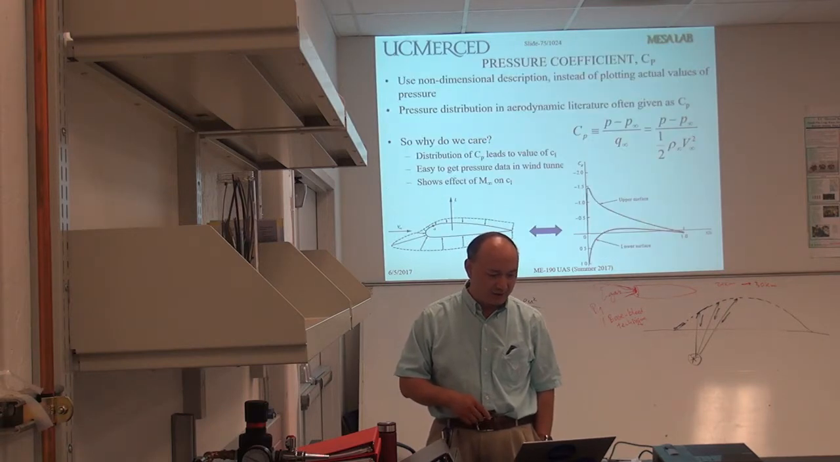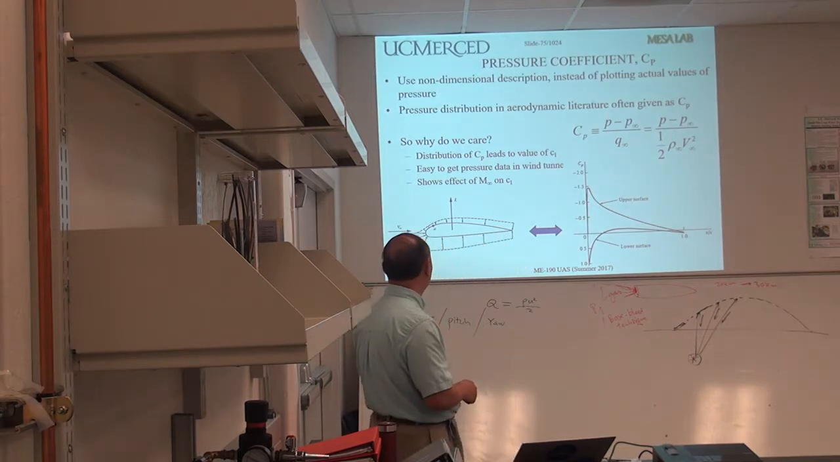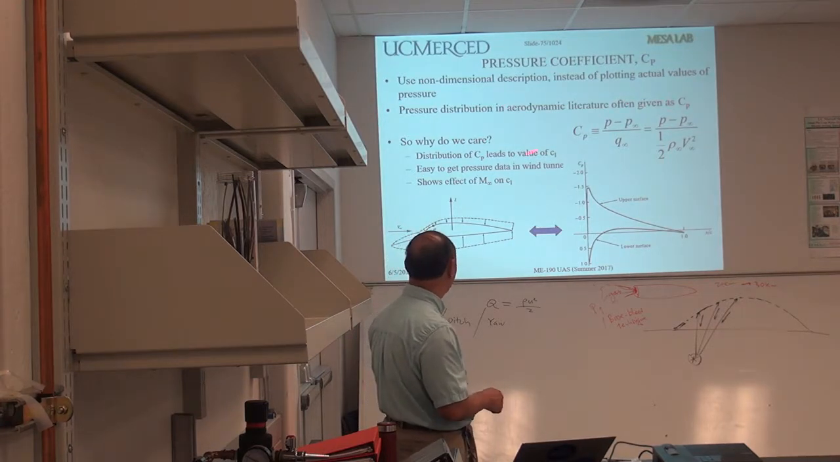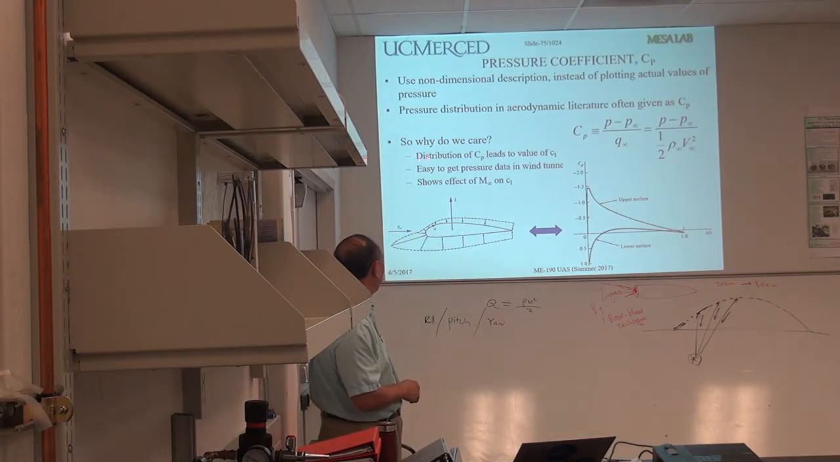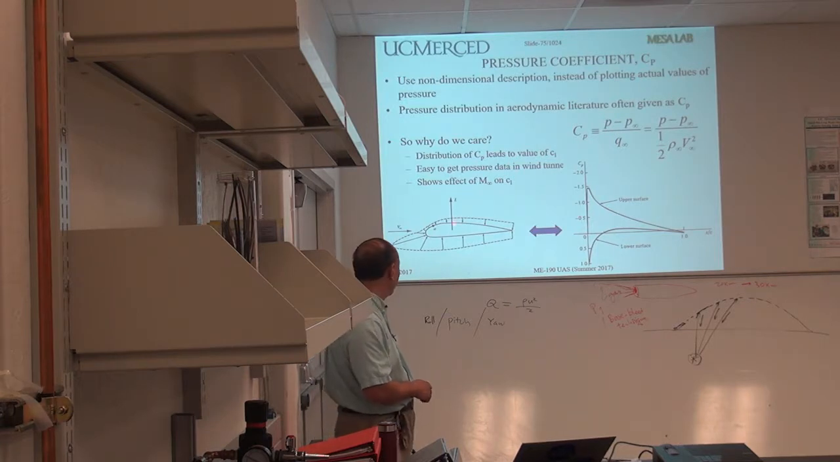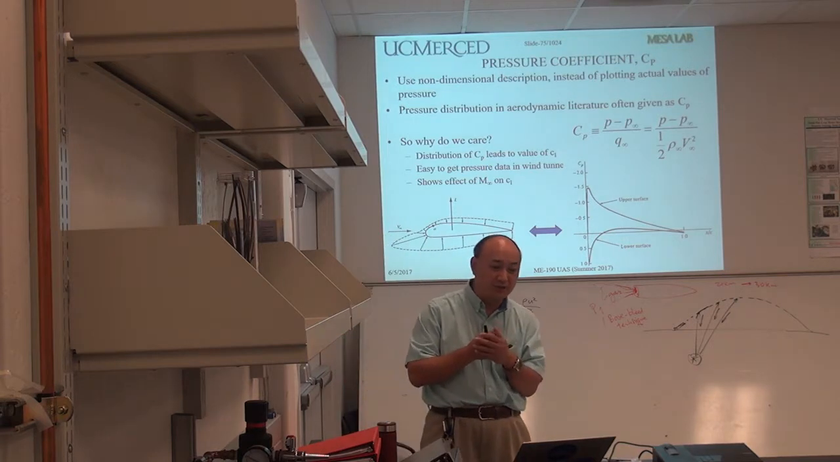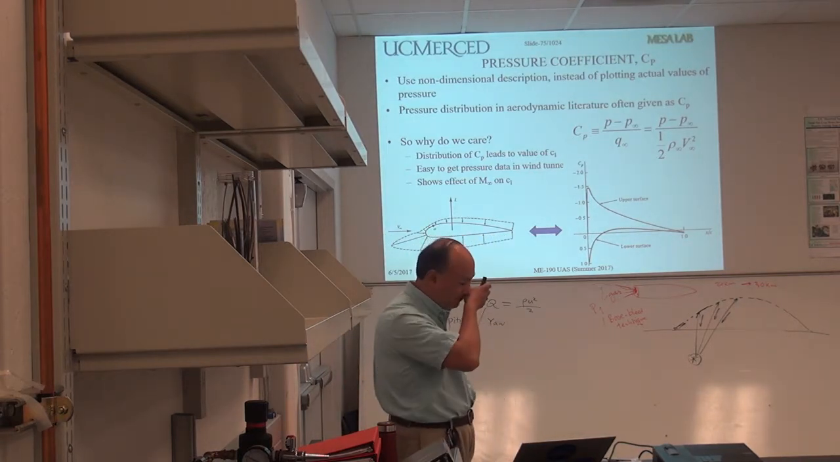But the question is, the pressure coefficient is the non-dimensional description of the actual value of the pressure distribution, which in aerodynamic literature is also written as CP, pressure distribution, okay? So why do we care about distribution, okay? Because this distribution is the physical foundation for my lift coefficient CL, okay? So let's do it. Now let's do it.